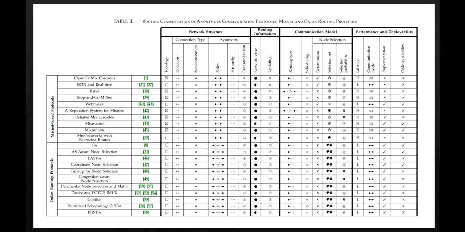Next, at the bottom left, you can see many onion protocols, right? As we all know, onion protocols exhibit homogeneous routing design. So all are the same except for network view, scheduling, and selection probability. Only these columns vary, but the rest are the same for all the protocols that come under onion routing protocol.